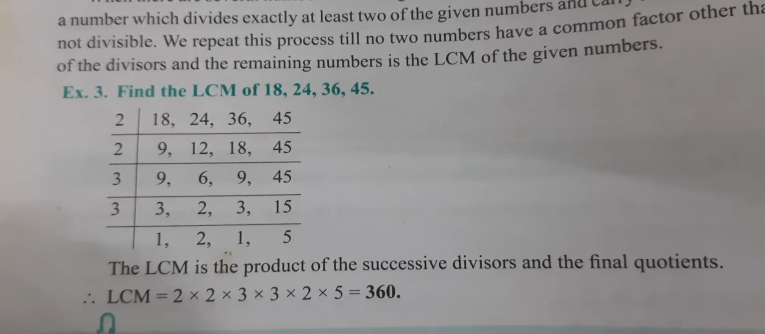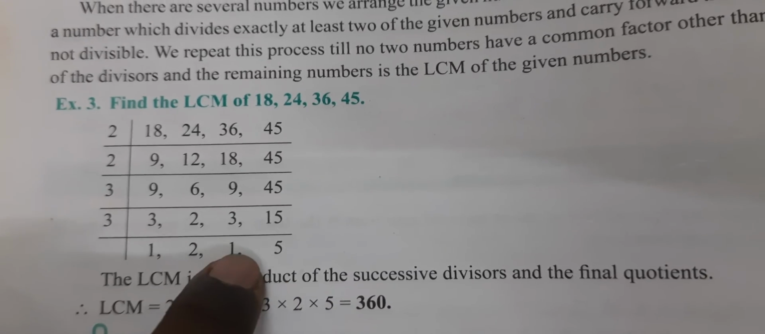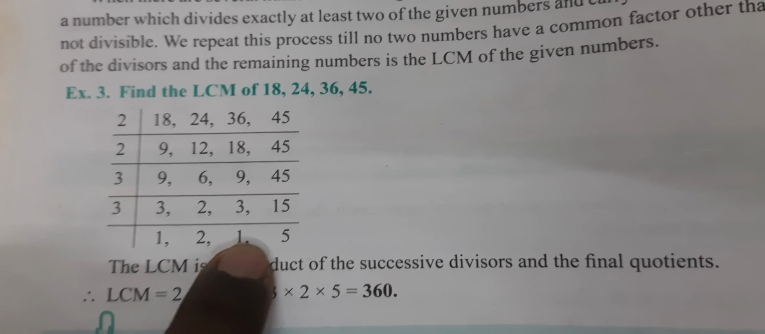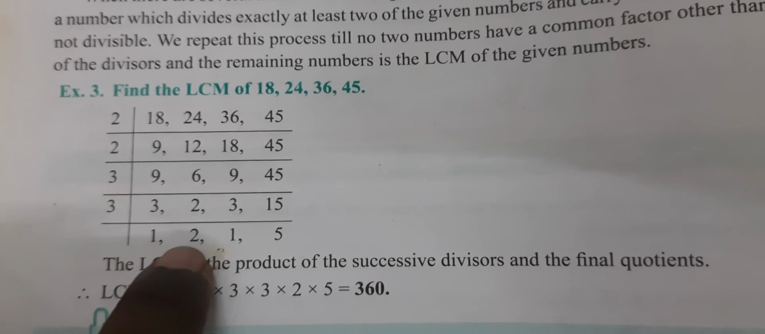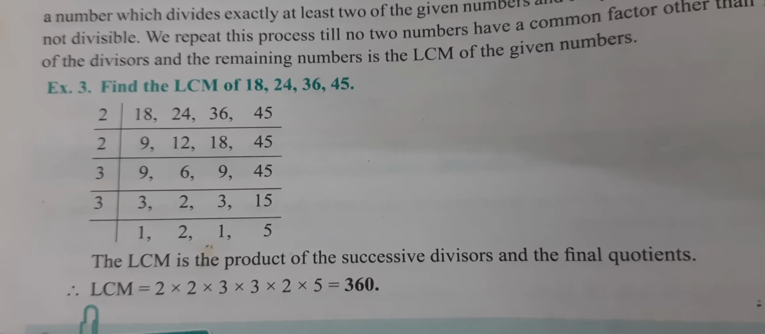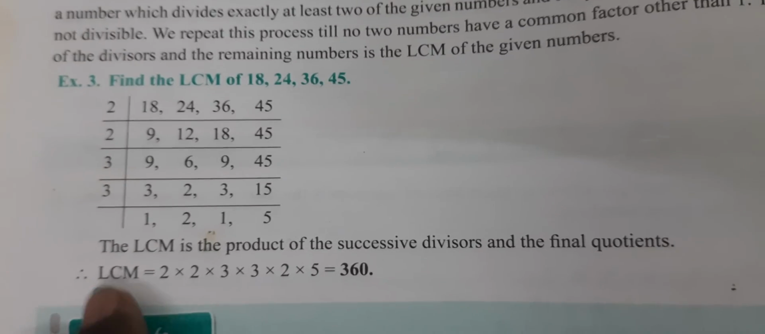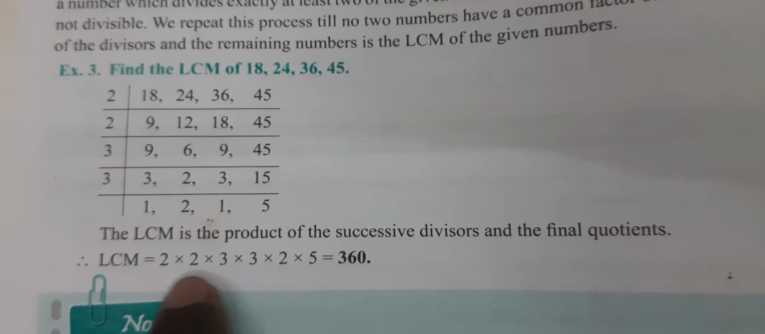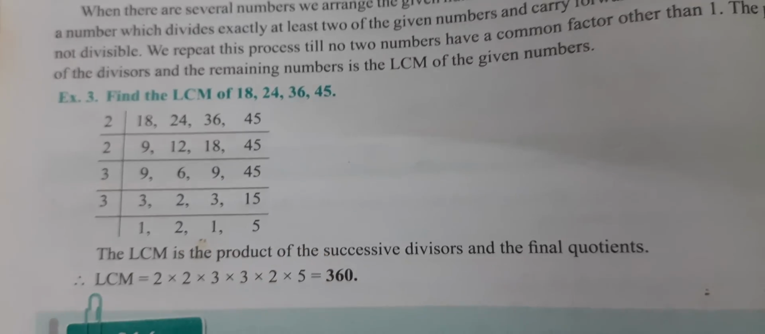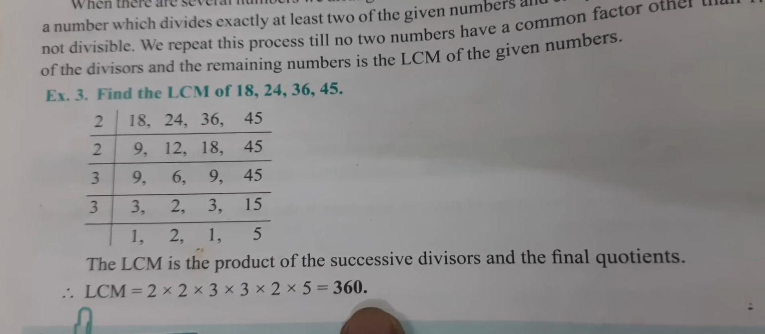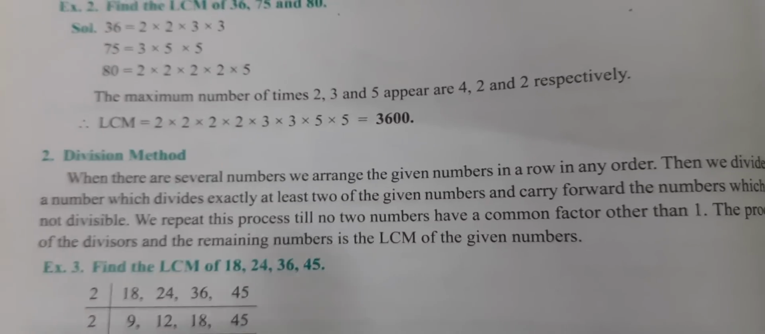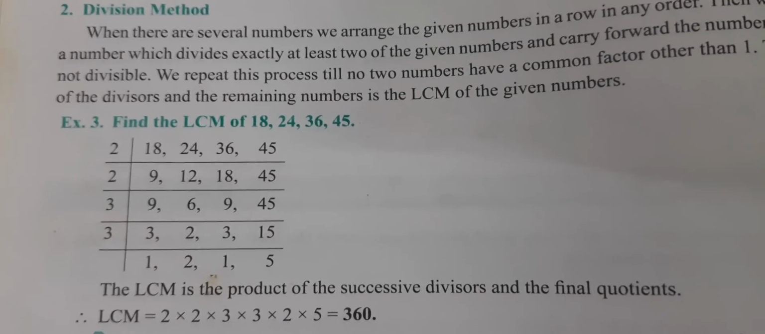Next comes the horizontal section. In that we don't multiply 1. Okay. Any number multiplied with 1 will give the same number. So there is no need for multiplying with 1. So in the horizontal section we have only 2 and 5. Okay. So the LCM will be the multiplication of the vertical section and the horizontal section. So it comes 360. This is the LCM by using division method.